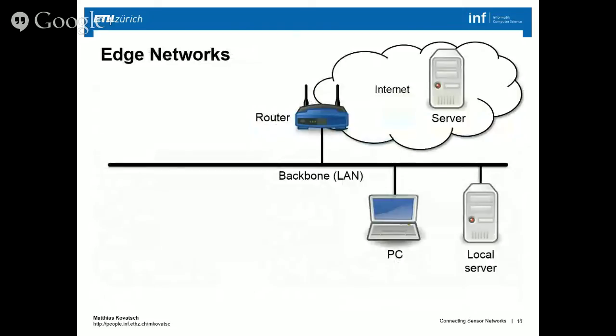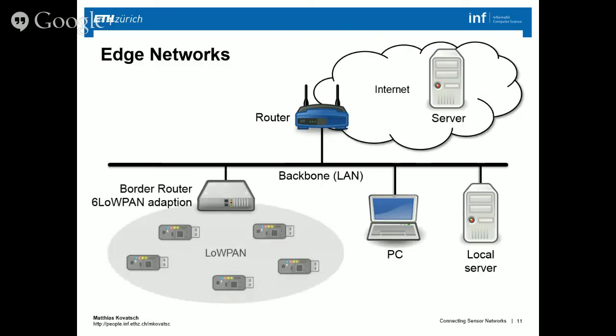Wireless sensor networks are edge networks. So if this is the normal setup you would have at home, it looks basically similar in your company or university and so on. And what you do, you provide a border router that basically does this 6LoWPAN adaptation for you. And then you have this LoWPAN network, the low-power network with the nodes, but this is an edge network, so there's no traversing traffic through it.